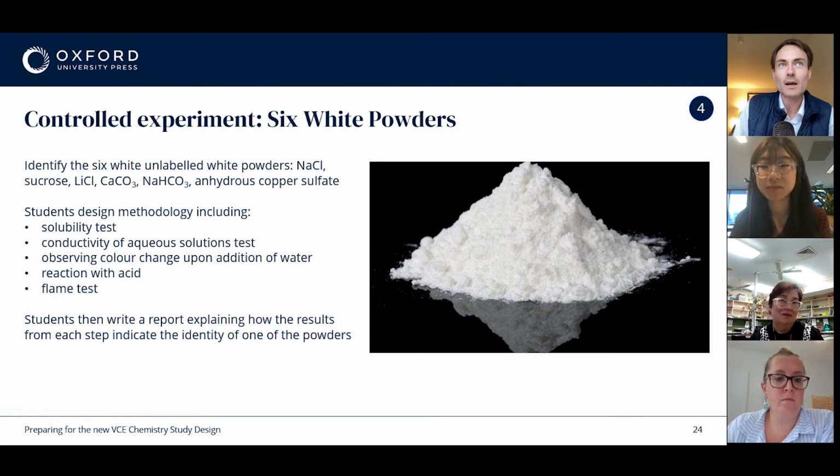These powders as well, by the way, are chosen very, very carefully. They're cheap. They're relatively safe. Every school will have them. But also, it allows you to use those 5 tests on those 5 bullet points. So the solubility test will expose one of them as being insoluble. Conductivity of aqueous solutions will expose another one. Observing the color change on the addition of water exposes another one, the copper sulfate. Reaction with acid. There are only 2 of them that react with acid, but then you've got the flame test to distinguish between those 2. And the beauty of this one is it can be extremely difficult.